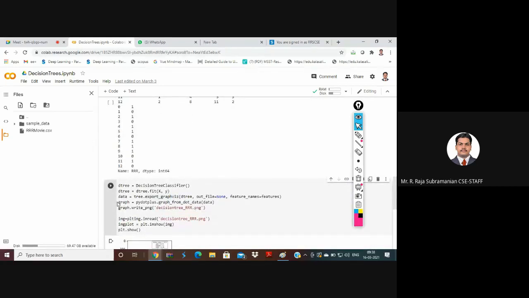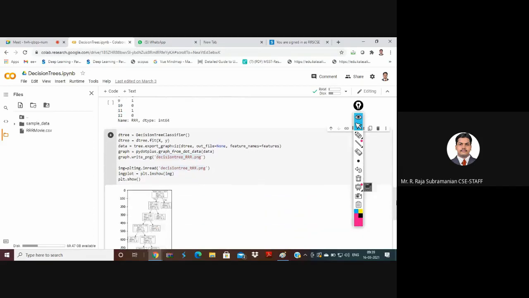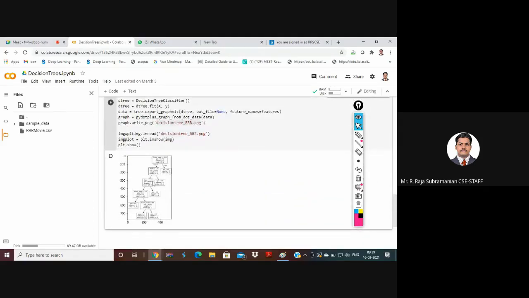Now graph is equal to pydotplus.graph_from_dot_data. Then I'm going to create an image file and copy the entire decision tree to it, and write it out. My output file is present as decision_tree_rrr.png. Next, I plot this image in this output screen using matplotlib, and I get something like this. I'll open this and zoom it somewhat.